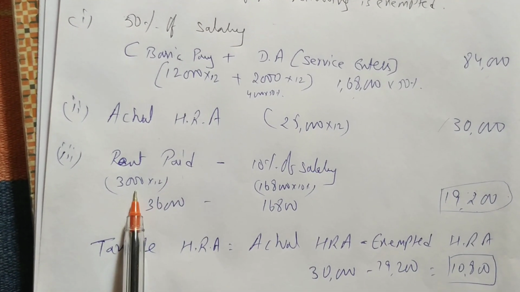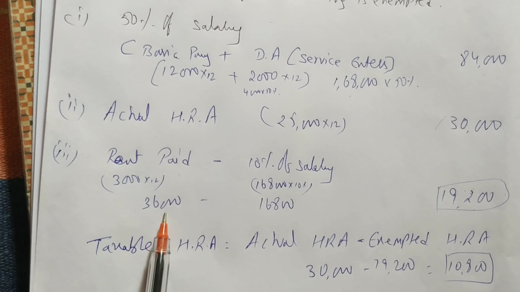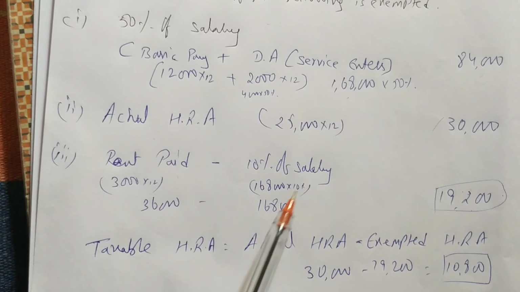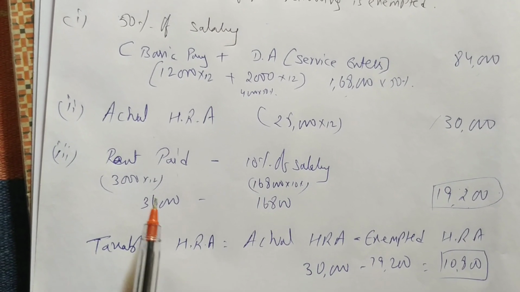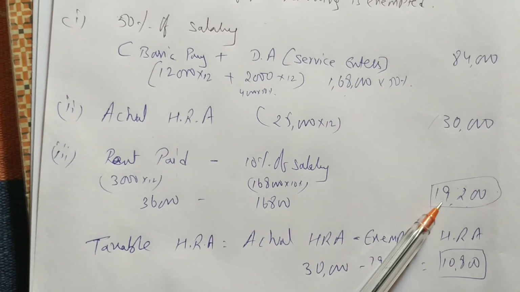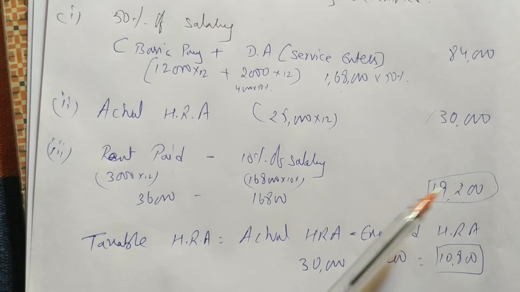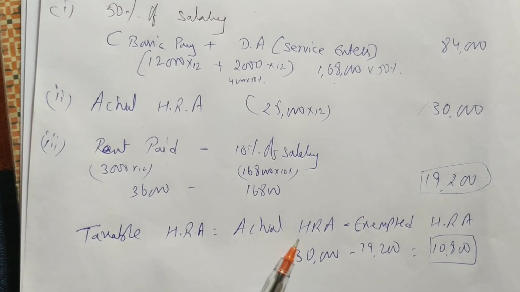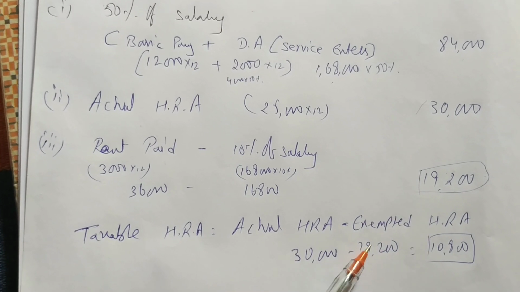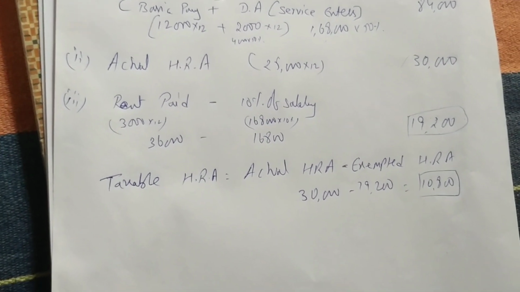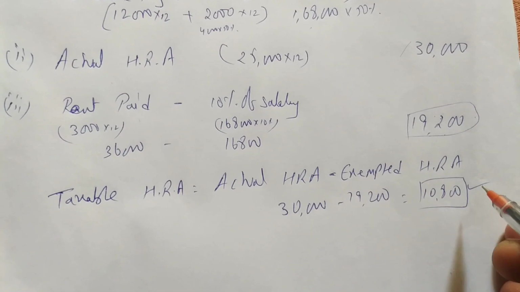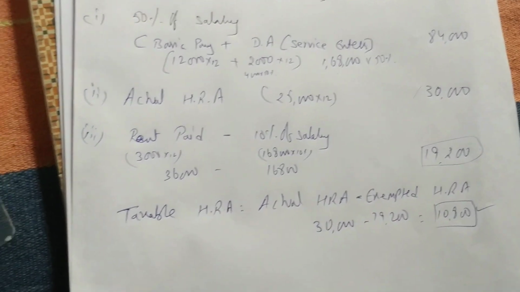Rent paid in the question is 3,000 into 12, 36,000, minus 10% of salary. We find salary is 1,68,000 into 10%, 16,800. So we are getting 19,200. So least of the three is what? 19,200. So taxable HRA, actually how much we have received? 30,000 minus least, 19,200, is 10,800. That is taxable HRA. This we have to find out. This will again be asked for 5 marks. This is very much important.